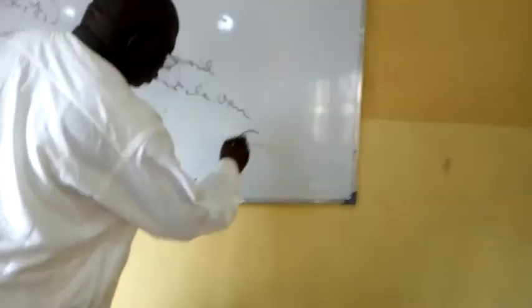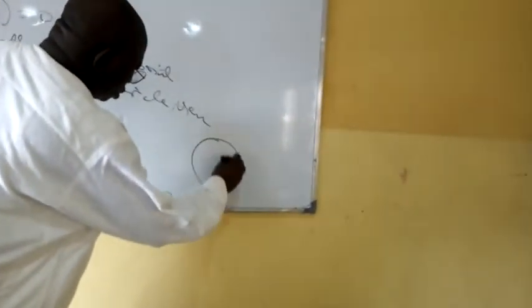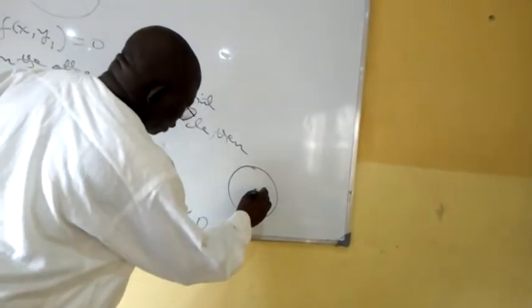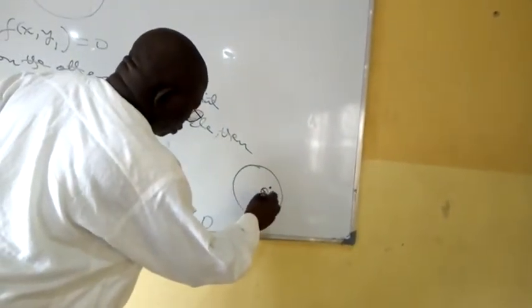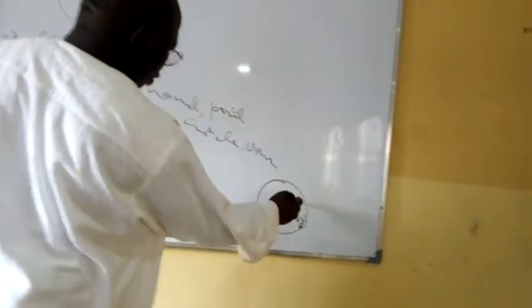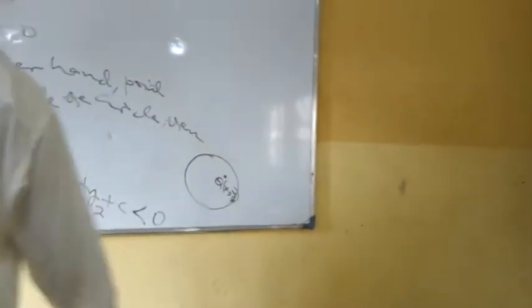You have something like this. So that point Q, whose coordinates are x2, y2, lies inside the circle. That is what I'm saying.